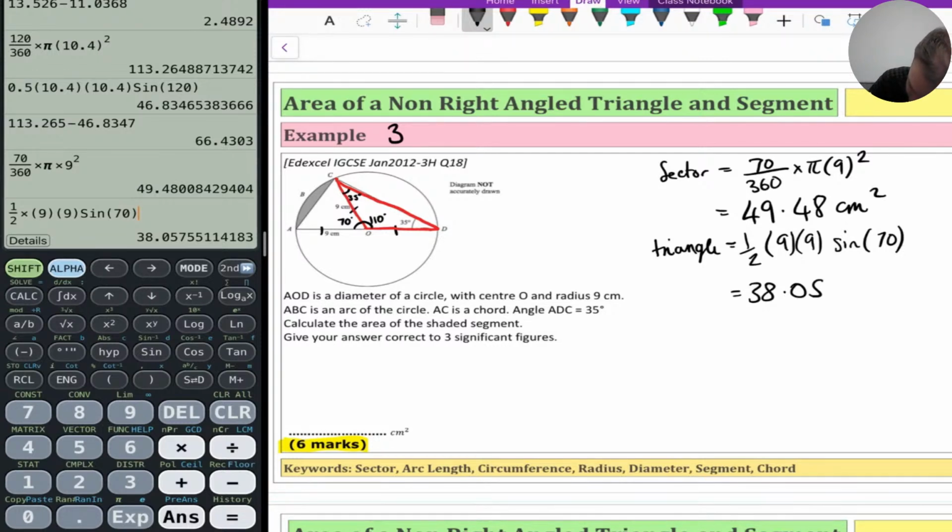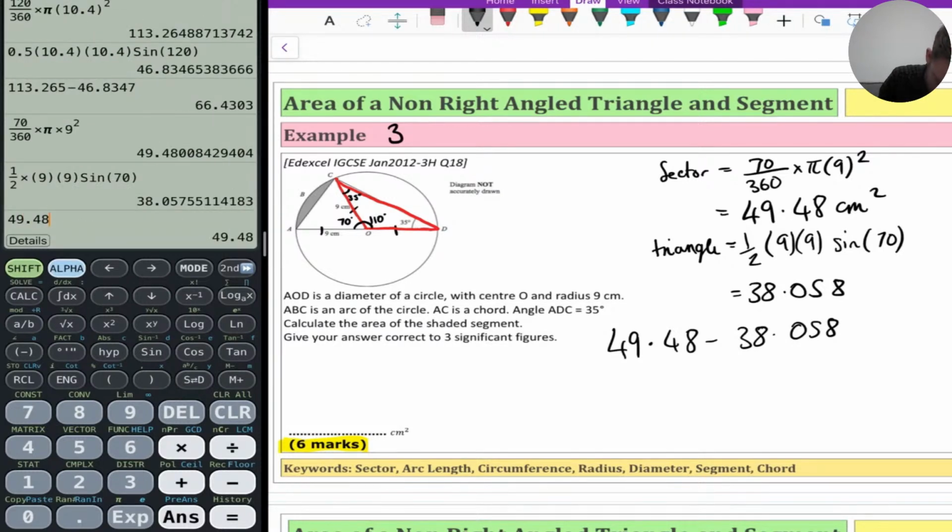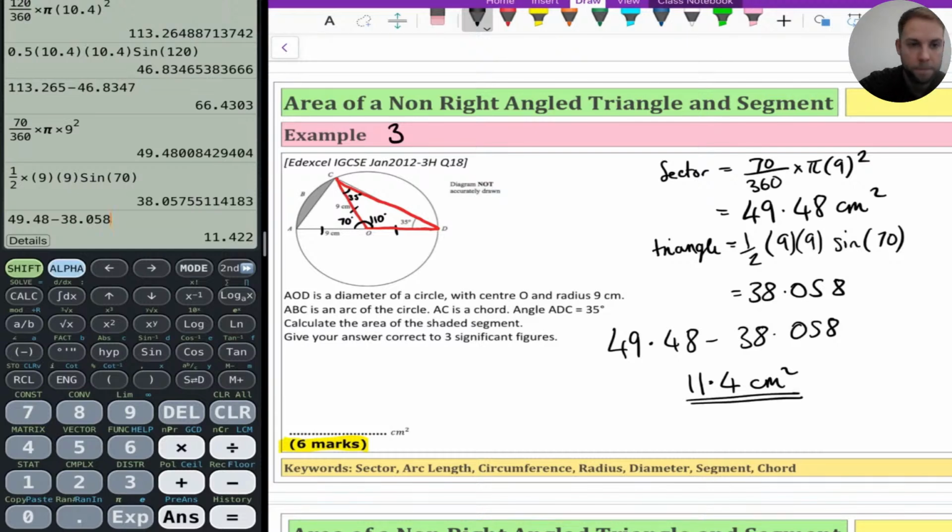Then we're going to subtract both of these: 49.48 minus 38.058, which is 11.4 centimeters squared to 3 significant figures. Brilliant. Super.